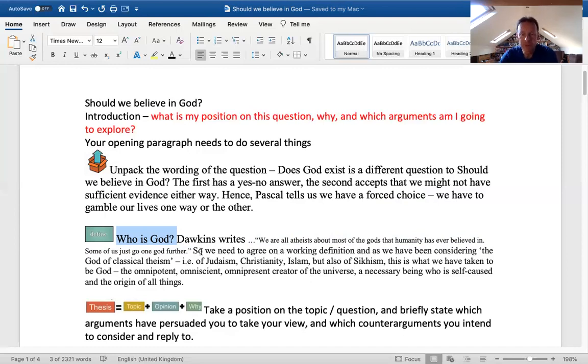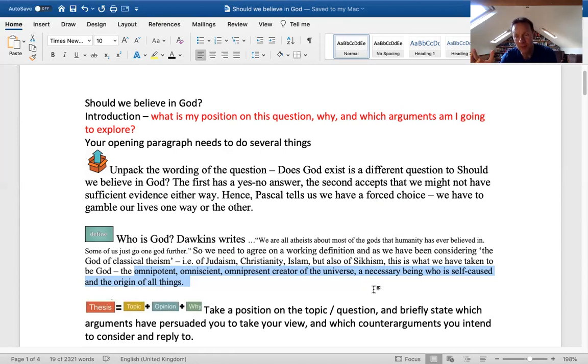Well, in this course, we've generally been talking about the God of classical theism, Judaism, Christianity, Islam, and Sikhism. You could broaden that out beyond that, but this is a God who is omnipotent, omniscient, omnipresent, a creator of the universe, one who's self-caused and the origin of all things, and is monotheistic, one God. So that's generally what all of these philosophers we've been looking at in the Western tradition, people like Augustine, Irenaeus, Pascal, Aquinas, they've all been talking about the God of classical theism. Either that God exists or it doesn't.